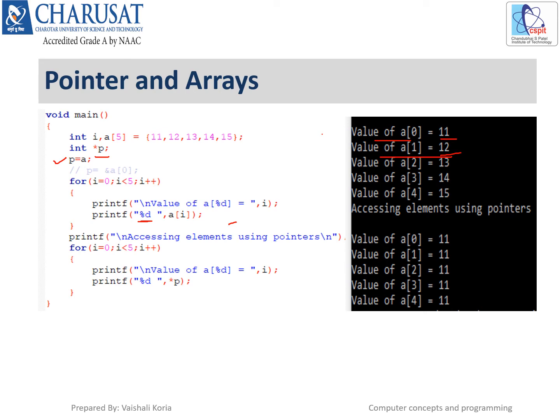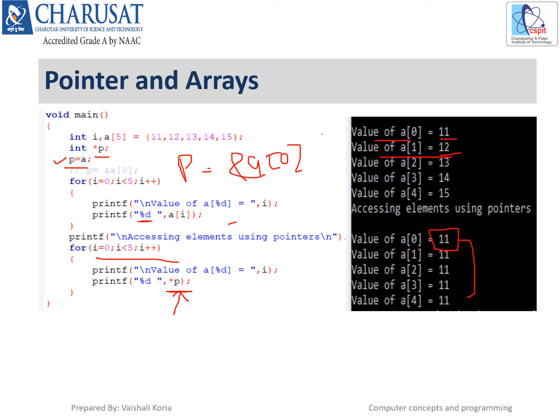We know that the address of the first element is stored in this p variable. So p is pointing right now to the first element of the array, a of 0. In p there is the address of a of 0. So when we write star p, we get the value 11, the value of the first element. Here we have used the same for loop and we are printing the value of the array elements using the pointer variable p.